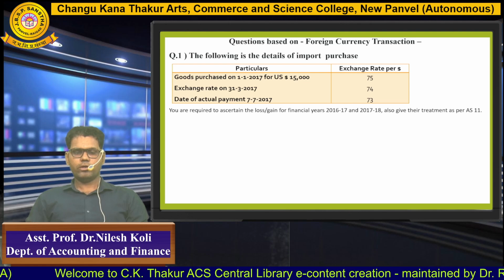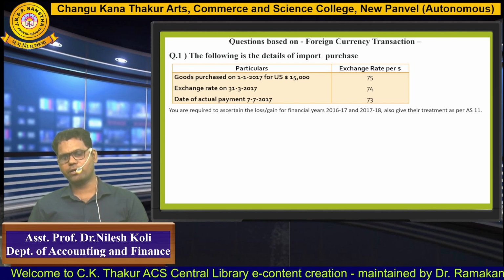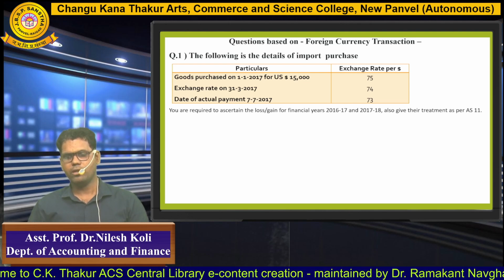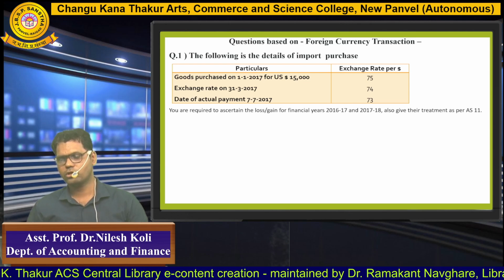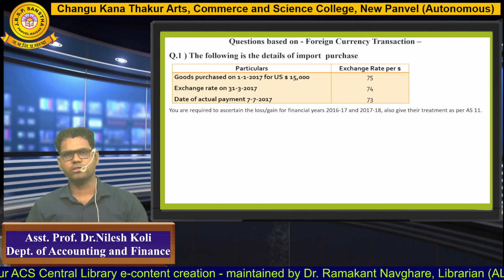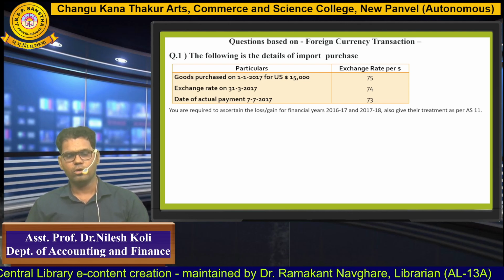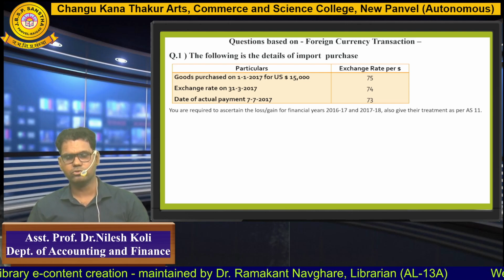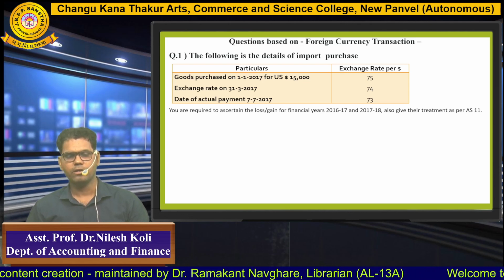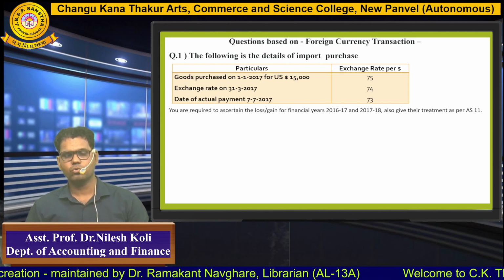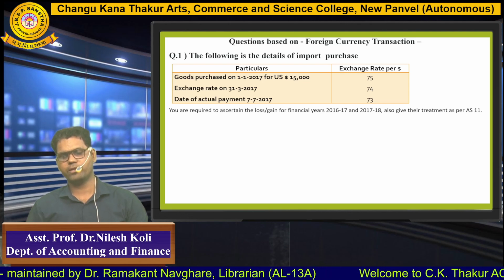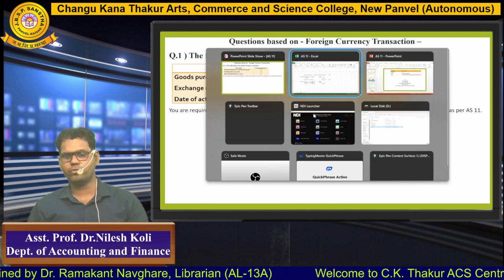You are required to ascertain the loss or gain for financial years 2016-17 and 2017-18. Also give their treatment as per AS 11. So here we have to record the transaction for the 2 years. We'll see them one by one. The first transaction is the goods purchase for 15,000 US dollars at the rate of 75.